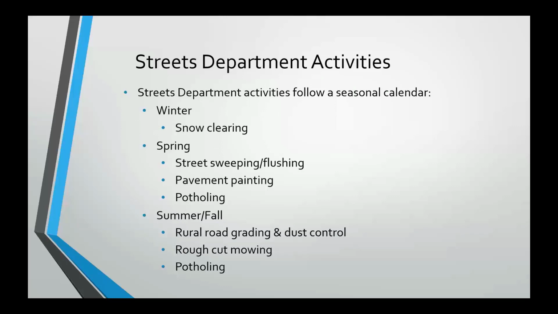First, as a bit of background, streets department activities generally follow a seasonal calendar. In the winter, at least here in Kamloops, we're located in the BC interior Rocky Mountains. The majority of street maintenance activities relate to snow clearing. In the spring, we transition to picking up the sand that was put down in the winter by sweeping all the streets, repainting worn off pavement paint and repairing potholes. And then in the summer and fall, we do gravel road grading and dust control, what we call rough cut mowing alongside those gravel roads, and of course the never-ending pothole fixing.